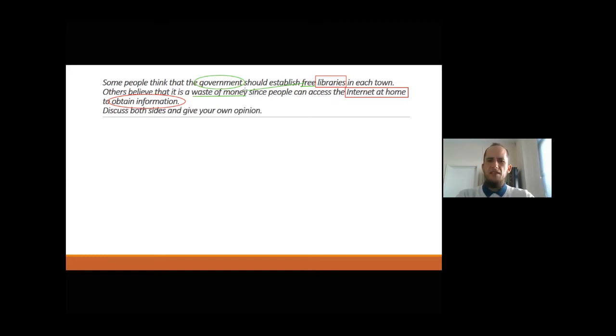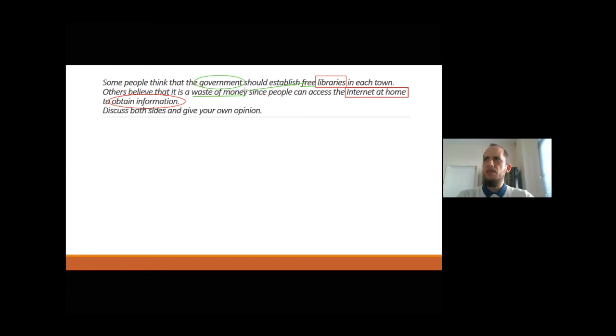It's okay to use some of the words which are in the prompt because it's necessary. Those words are necessary, and there aren't really any good synonyms for them. So don't worry too much about synonyms in those occasions.